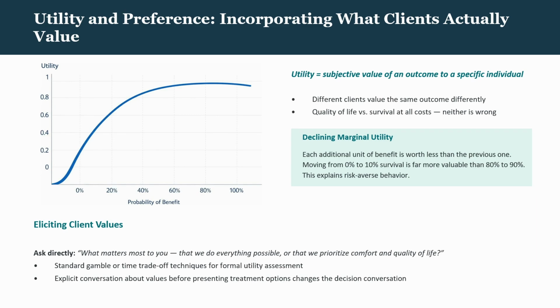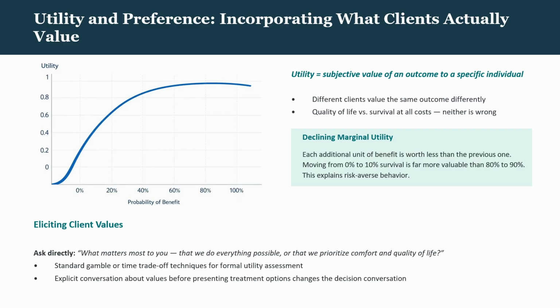A utility of 1 represents the most desirable possible outcome: full recovery, full function. A utility of 0 represents the least desirable outcome: death, or the worst possible state. Most real outcomes fall somewhere in between, and different people assign different utility values to the same outcome.